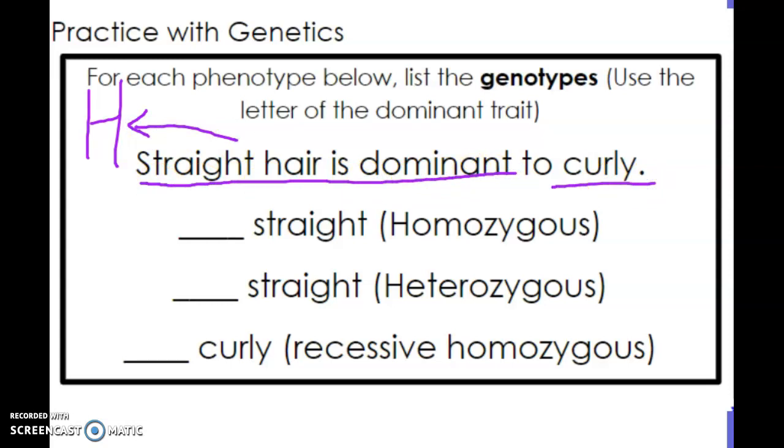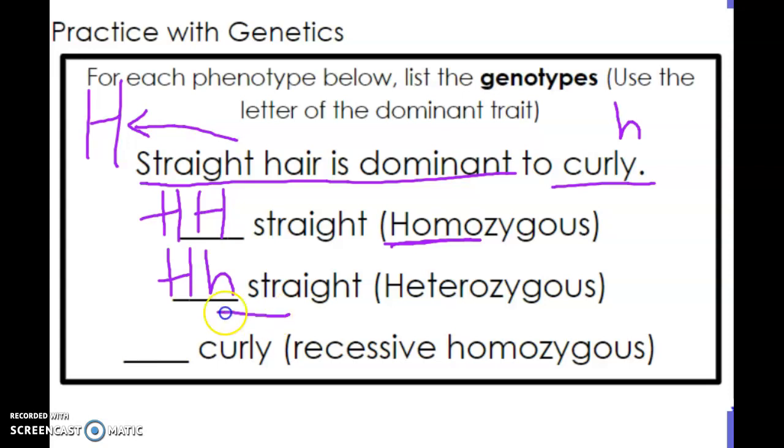Straight is dominant to curly hair. Curly is the recessive, so we're going to use a lowercase h. All right, so straight homozygous hair will be represented by the two letters big H, because it is homozygous, they have to be the same size and it's dominant. All right, straight hair heterozygous. Whenever you see heterozygous, there's only one option. So big H, little h.